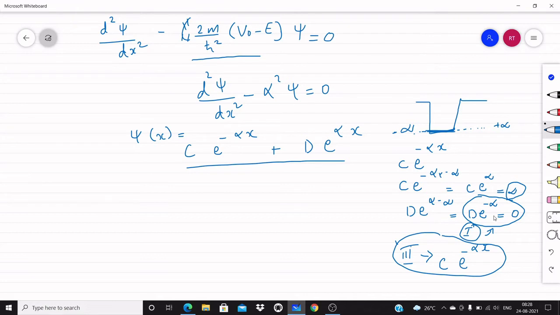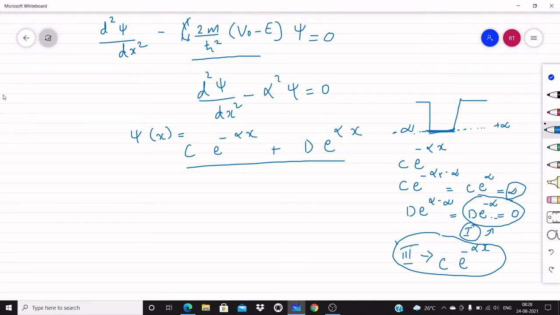So we need a finite value so that we can locate the particle somewhere in that region. So these two terms, d e raised to minus alpha x in region 1 and c e raised to minus alpha x in region 3, give a finite value, or a smaller decreasing value. That means we can choose these two as the corresponding wave functions in 1 and 3.